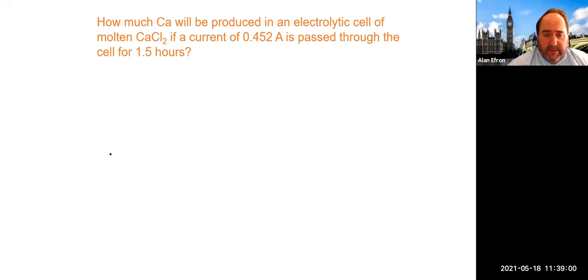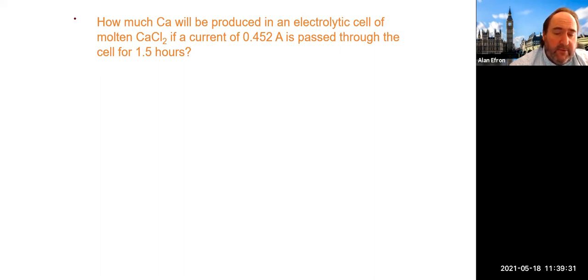So in this particular case, we want to know how much calcium we would produce in an electrolysis cell of molten calcium chloride if we had a current of 0.452 amps and passed it through the cell for 1.5 hours.